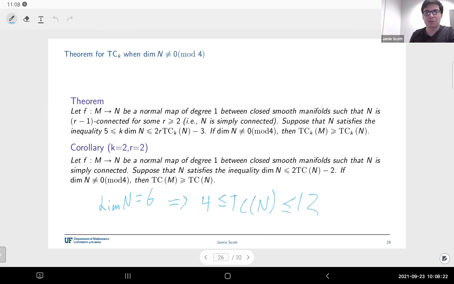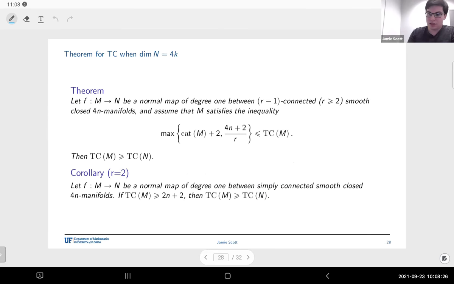Okay. And so now we need to delve into a bit more complicated of a case. And this is when the dimension is congruent to 0 mod 4, or dimension is 4k, I should say. So in this case, we still assume normal map of degree 1, but now we have to assume both of our manifolds are r minus 1 connected instead of just one of them. And of course, r is at least 2, so at least simply connected.